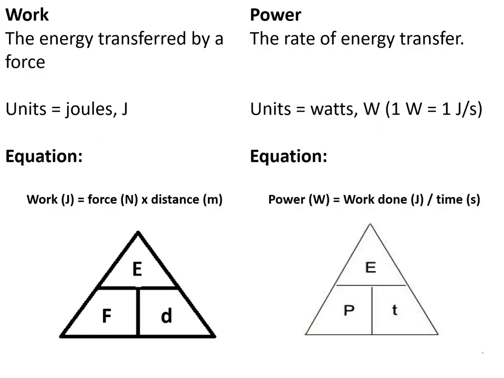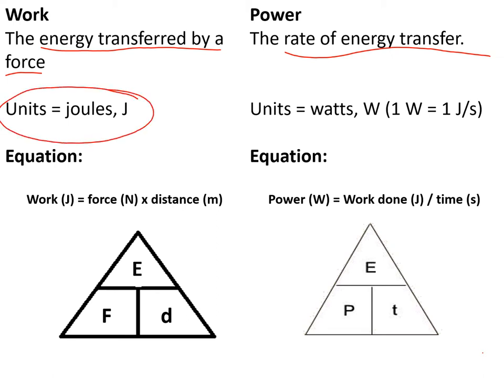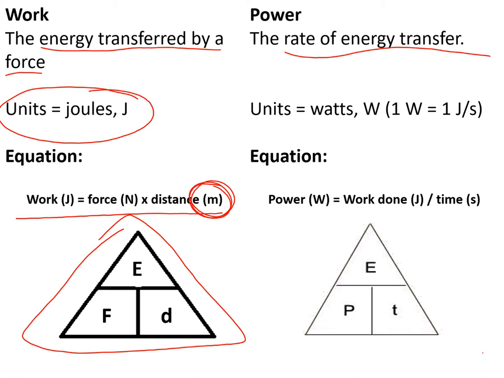Work and power are two related concepts. Work is the amount of energy transferred by a force, and power is how fast that happens. It is the rate of energy transfer. So when we talk about work, we're giving it units of joules because it's a type of energy. And the equation for it is straightforward. It's work equals force times distance. You may need to convert that distance from something other than meters. And that combines into the equation triangle here, where we have energy equals force times distance.